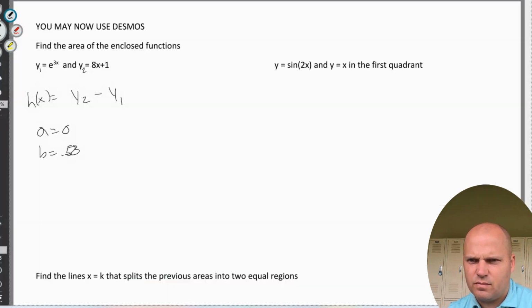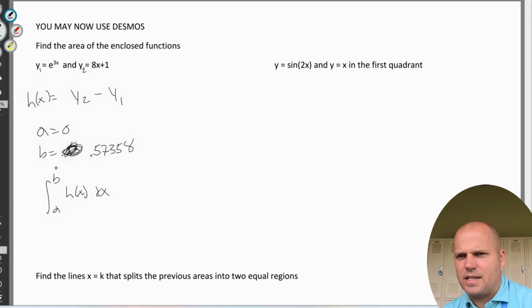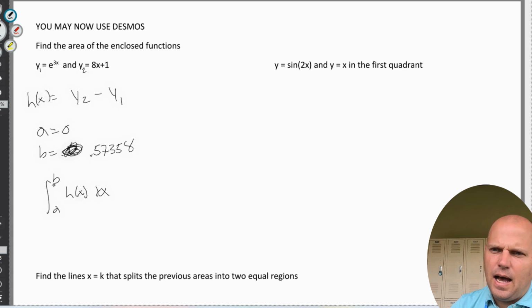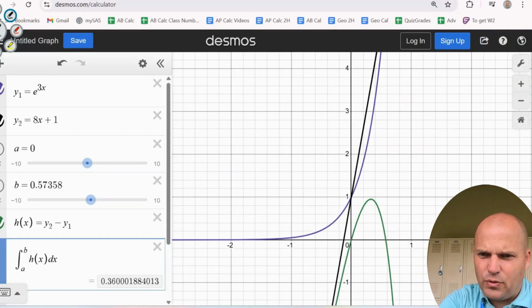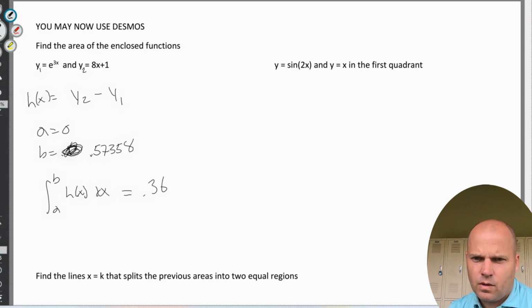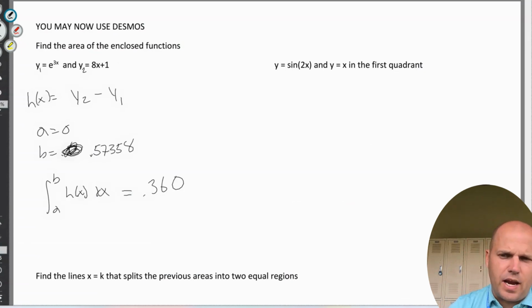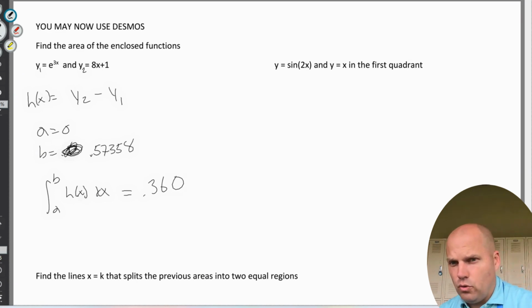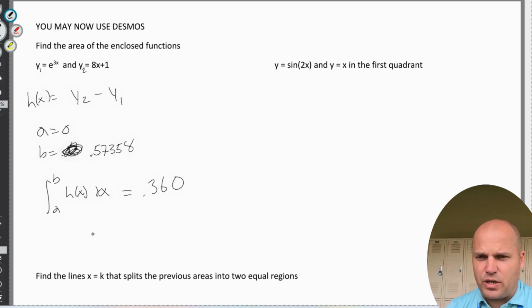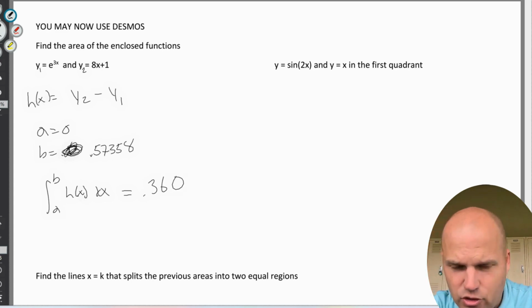Seven, 3, 5, 8. And we will accumulate our heights times our widths from A to B. And that's it. You get your answer. 0.360. You don't need super H. Could you get super H and do super H of B minus super H of 0? Yes, you could. Do you have to? Not right now. You're good.